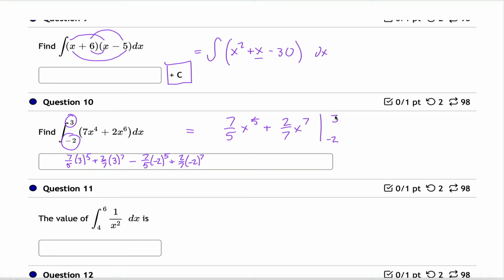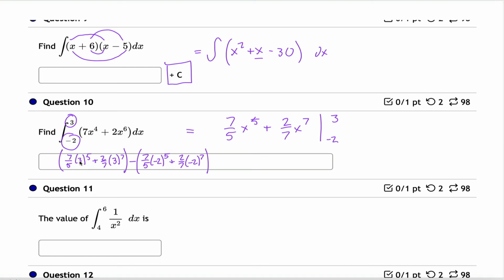I want to take capital F of 3, that's all this stuff. You don't need the parentheses, it's just meant to illustrate a point. And I want to subtract capital F of -2. So I want to subtract all this stuff. This second set of parentheses are really important. Without this second set of parentheses, it's going to mark your answer incorrect. So be careful there. You can leave your answer as an expression.